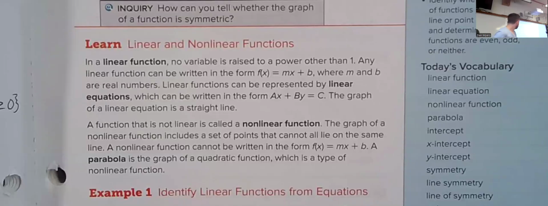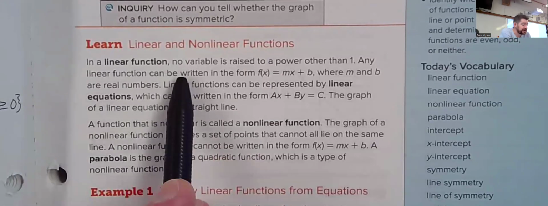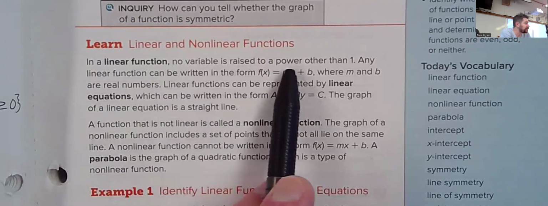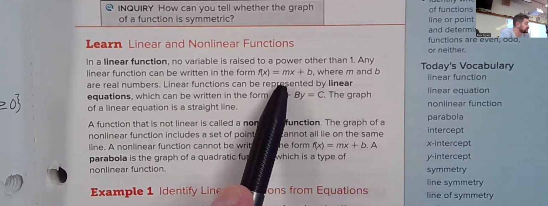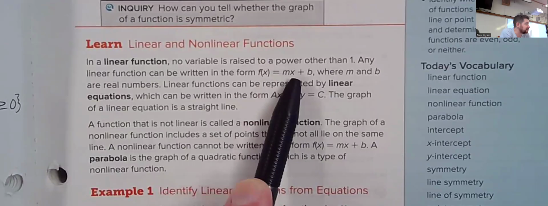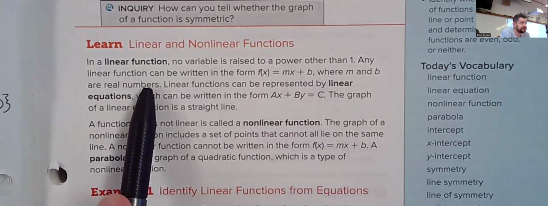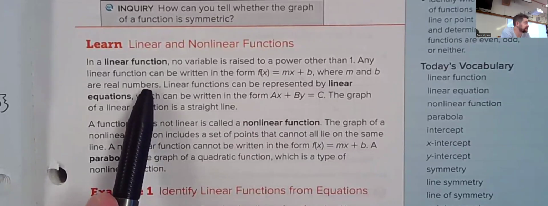Let's get it going. In terms of linear and nonlinear functions, that's what we're going to be talking about first. A linear function, no variable is raised to a power other than 1. So like y equals mx plus b. The value of x does not have an exponent with it. It's just 1. Where m and b are real numbers, meaning the slope and the y-intercept are real numbers.